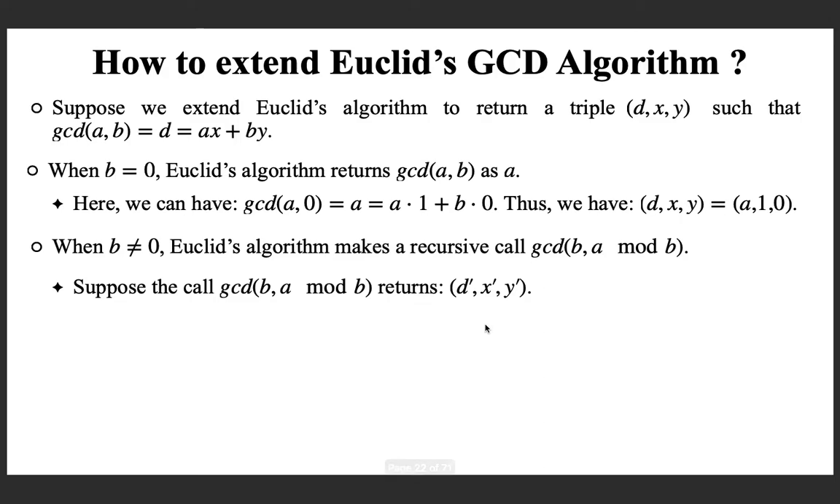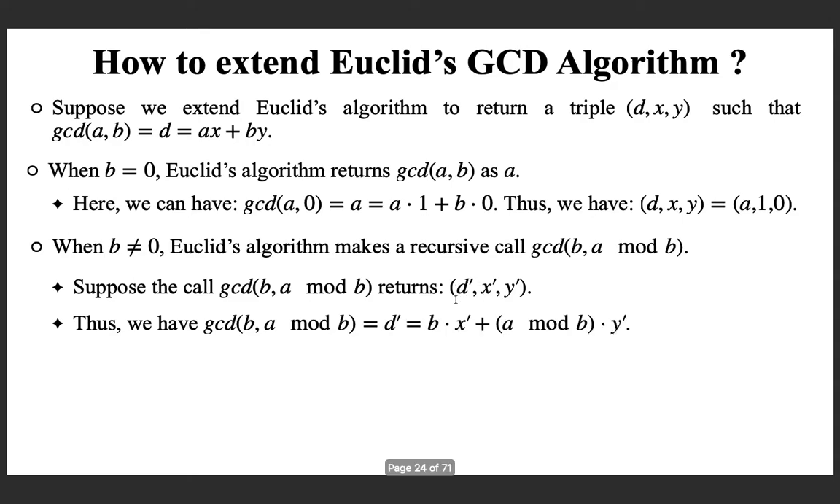Suppose it returns a triple d prime, x prime, y prime. The extended algorithm is to return a triplet such that d prime is the GCD of these two values, and which can be written as the first argument into x prime plus the second argument into y prime. Thus we have GCD of b comma a mod b is equal to d prime if it is the triplet returned, and which can be written as, this is what this equation is telling, the first argument b into x prime plus the second argument a mod b into y prime. This is what we know.